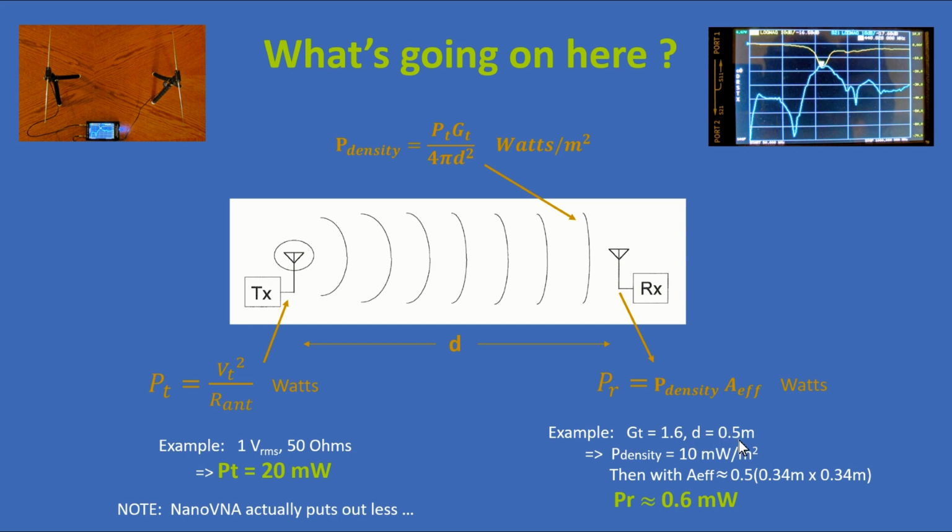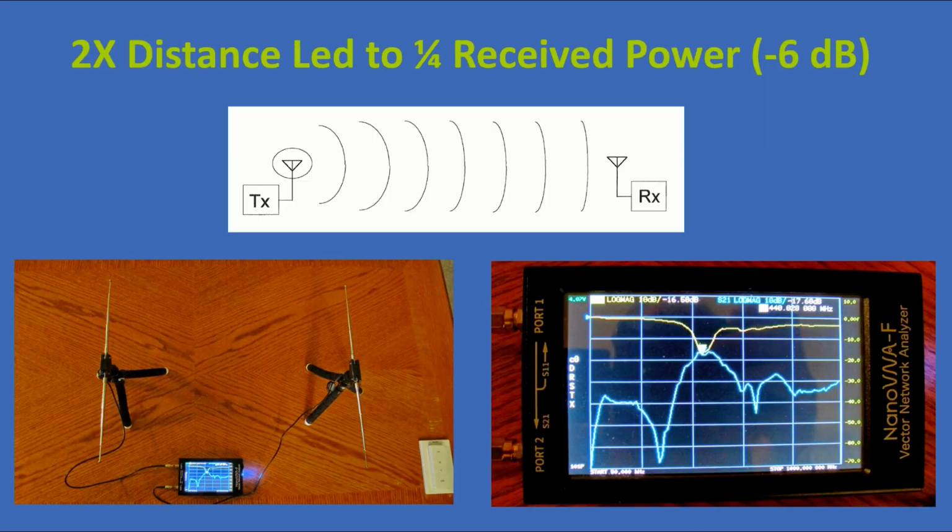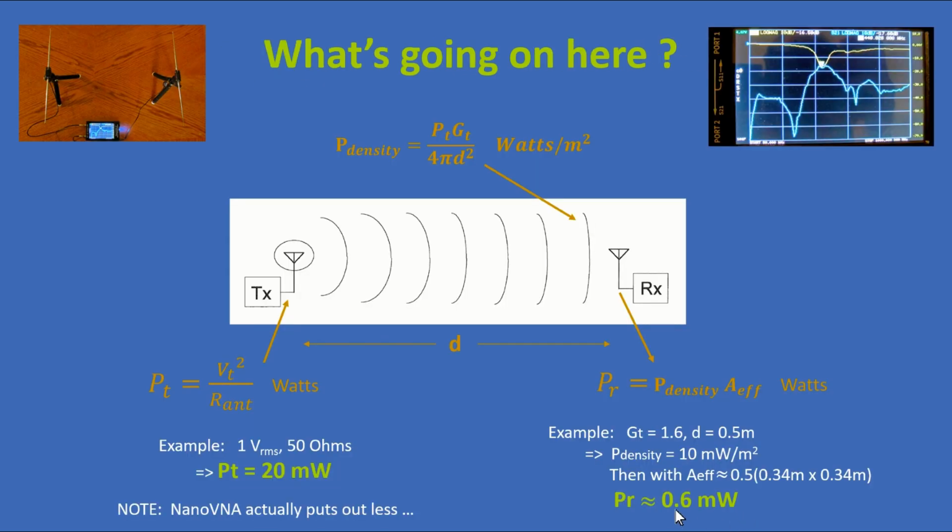Now that's for this particular distance. If we didn't change the transmit power and we didn't change the antennas, but we actually double the distance, what would this number become? Well, remember, every time we double the distance, we get about a quarter of the received power. And so this would drop to about 0.15 milliwatts. And 0.15 milliwatts is 6 dB less than 0.6 milliwatts.